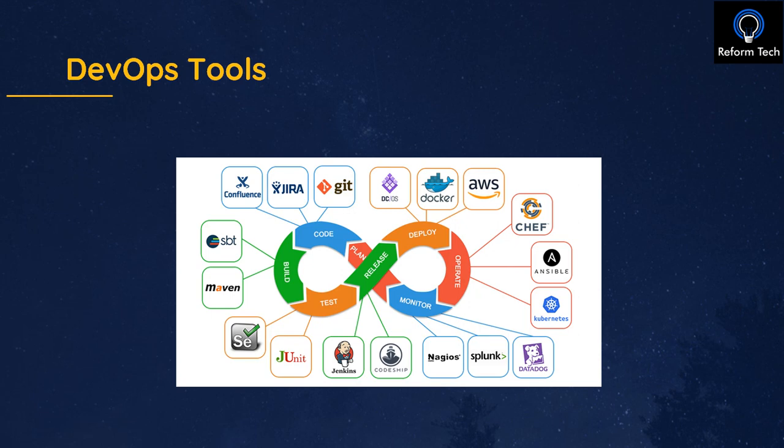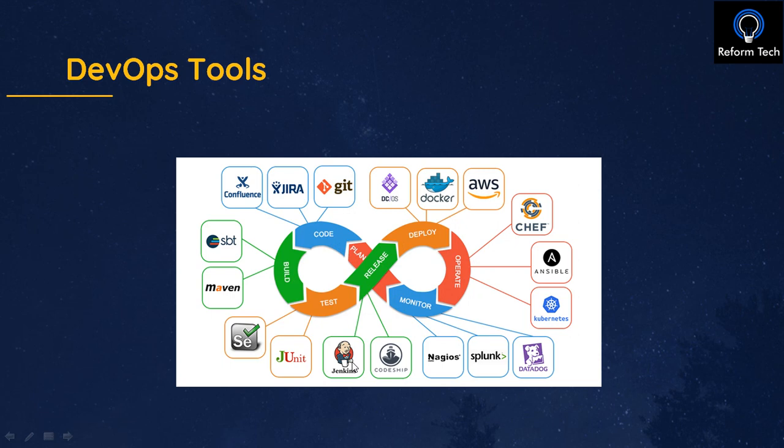Then there is the integration. The whole integration is done using Jenkins. This is called an integration tool, which sends the code to build and test. If the code passes, then it sends it to deploy. So all these phases are integrated using a tool like Jenkins.